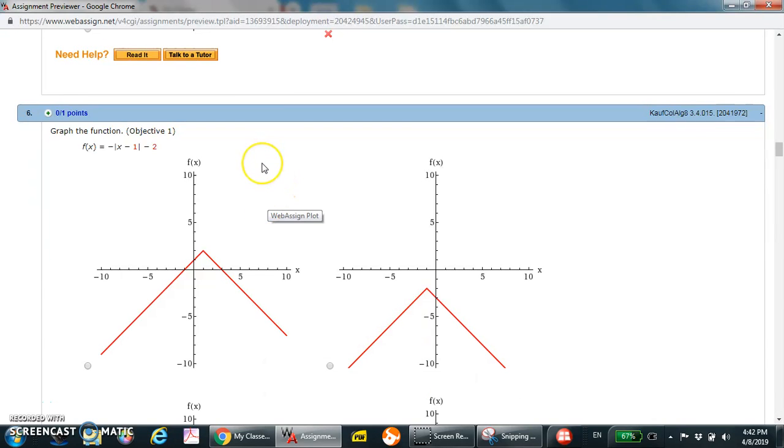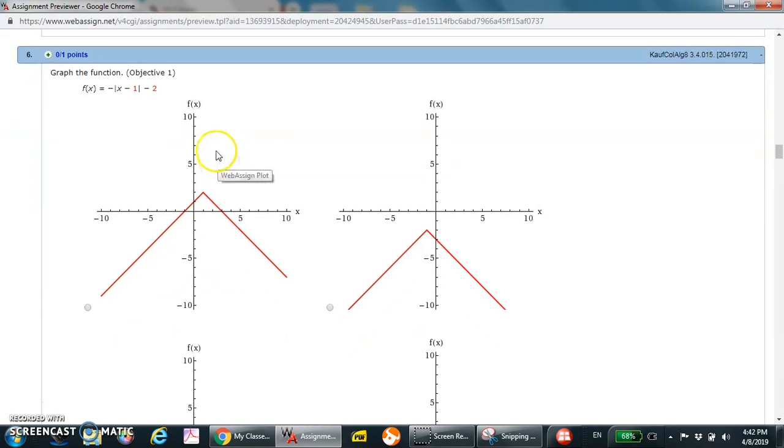Okay, let's take a look at this problem. We want to graph the function f(x) equals negative the absolute value of x minus 1, minus 2. So when we work on this problem, first we have to tell what is the basic function here.